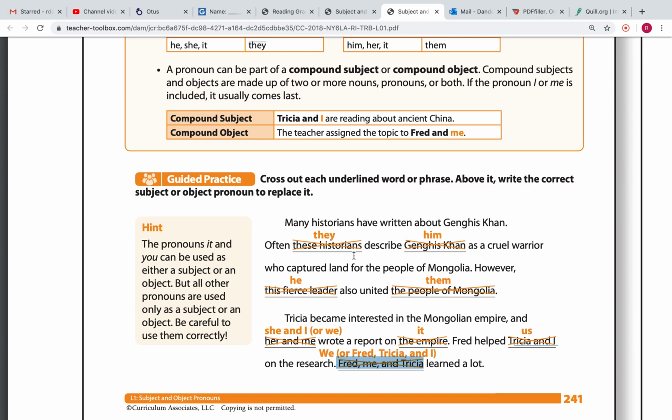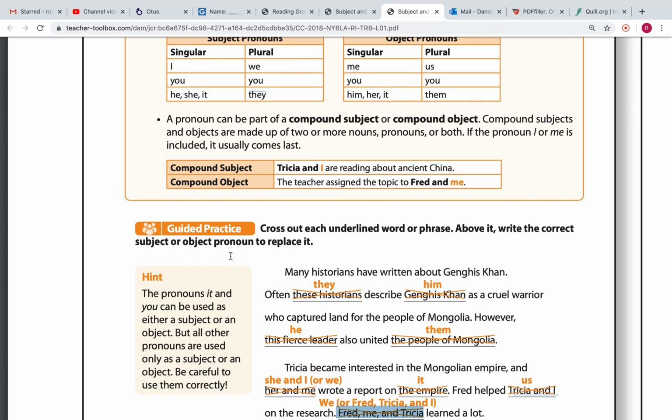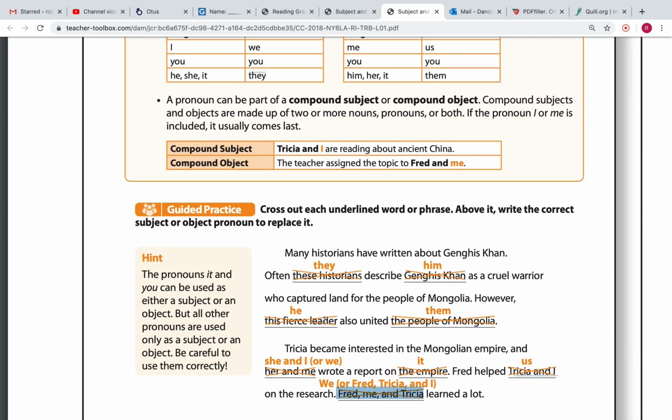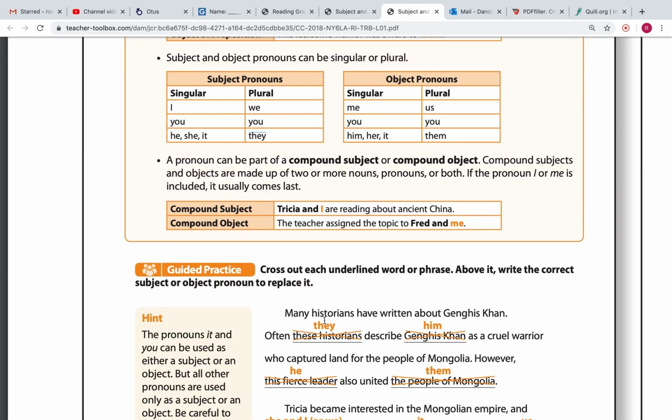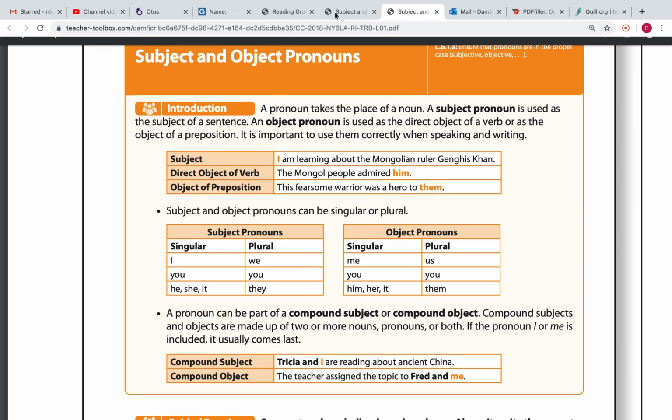So these two right here that we crossed out were grammatically incorrect. Everything else that we crossed out, it wasn't that it was grammatically incorrect. We simply were replacing them with a subject or object pronoun. All right. So that's basically what this lesson is on. Refer back to this page as a model and as a reference.